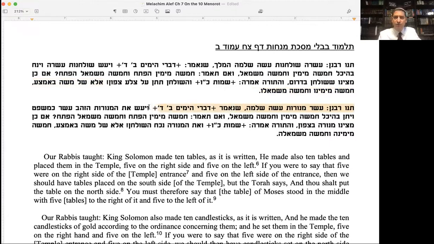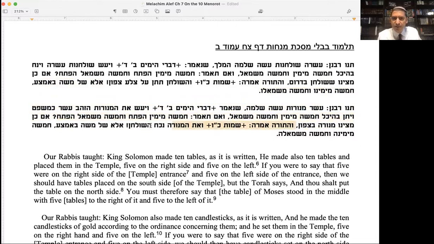Shlomo, again quoting from the Real, made the menorot, and it mentions, right? He made them, here it's quoted Kamishpat, I think it's Kamishpatam when we looked it up, and he put it in the Heichal, again, 5 to the right, 5 to the left. You think it means on either side of the door? Then we would find the menorah is to the north.